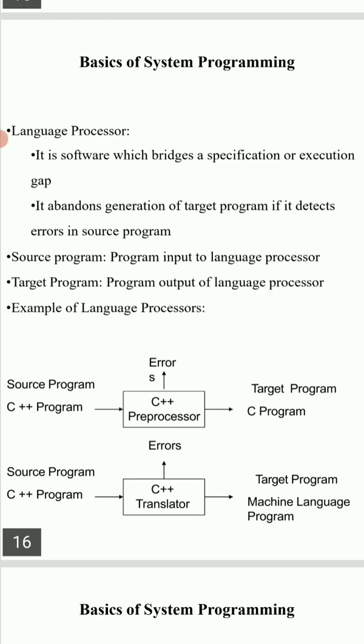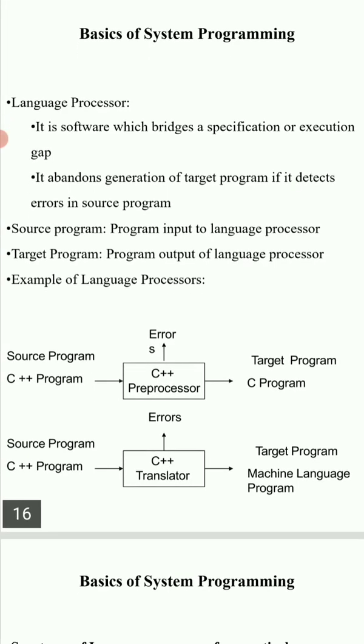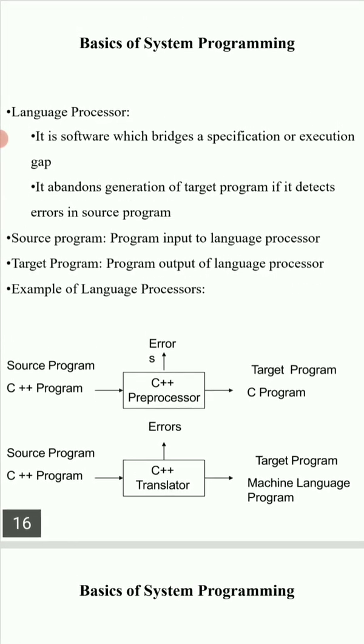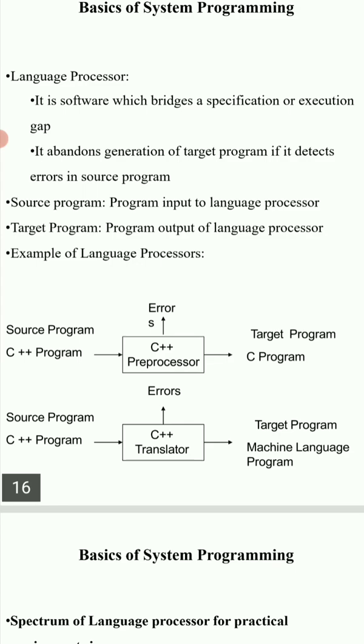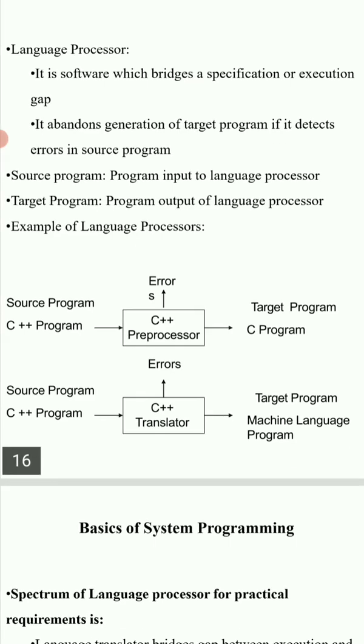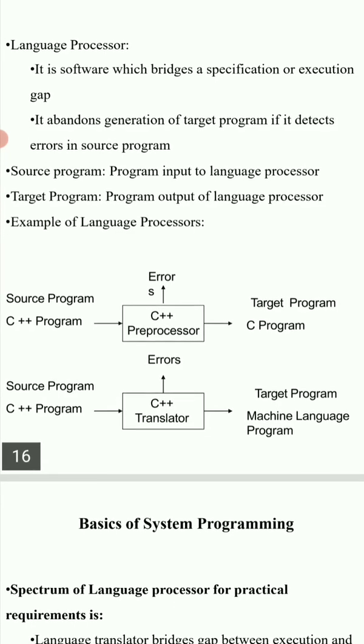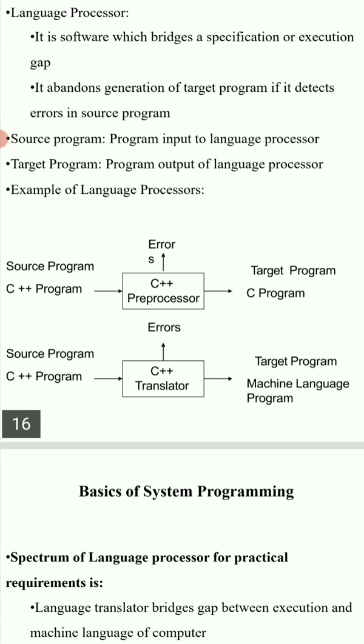So you can see here the example of the language processor. If we give any C++ processor a source program as a C++ program, and if there is any error at that time, it will be reported. Otherwise you will get the target program, which can be a C program. And if we take another example, the source program is C++. If there is a translator, you will get a machine language program as the target program.